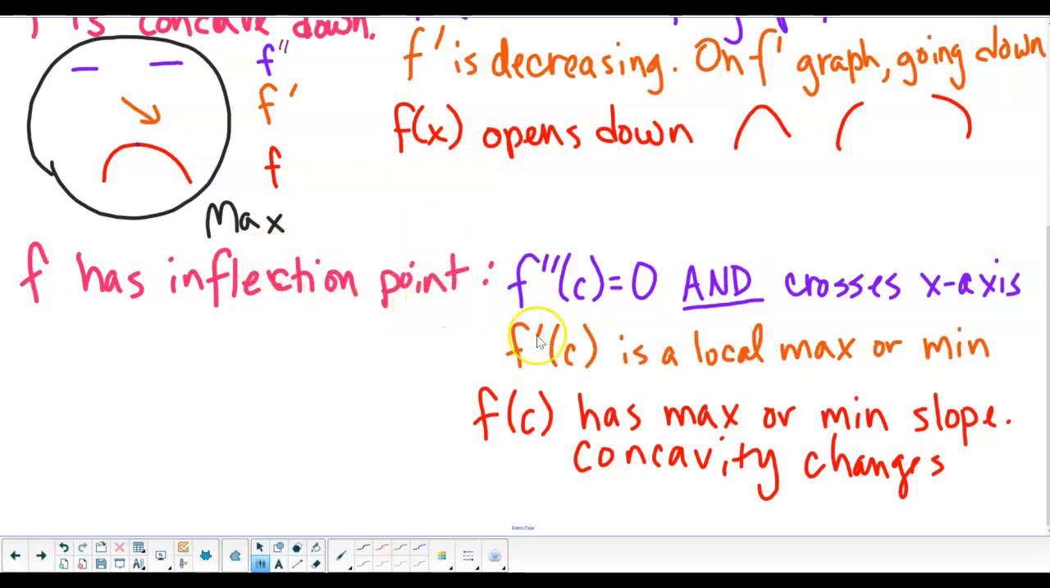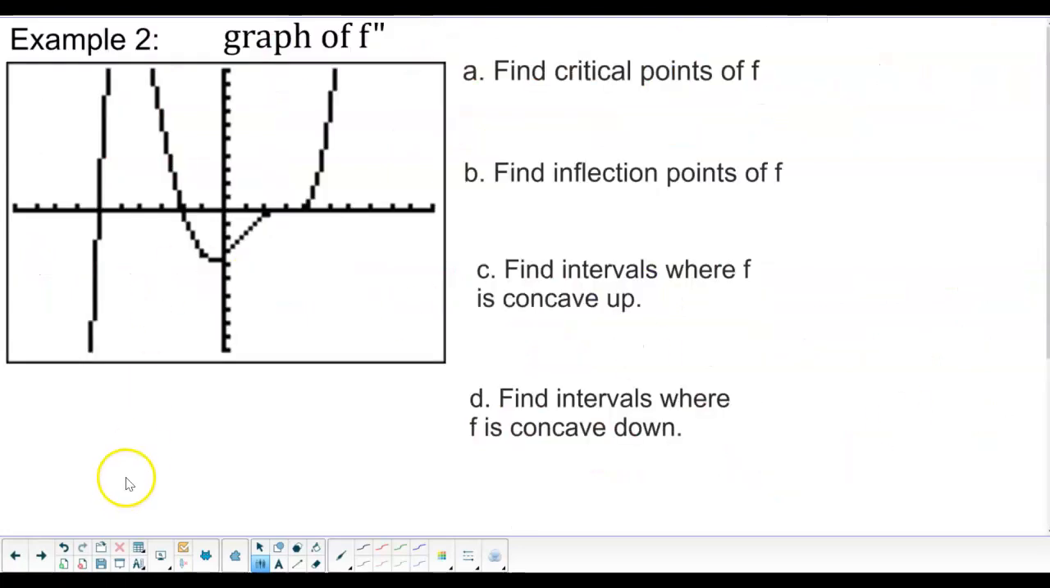So if you need to go back in the video and pause anything to write it down, please do so. Otherwise, look at the posted notes on Schoology, and you'll get all of this in one nice document. Let's actually apply it now. So here is the graph of f double prime. I'd like you to answer A through D. Go ahead and pause the video, and we'll go over the answers shortly.